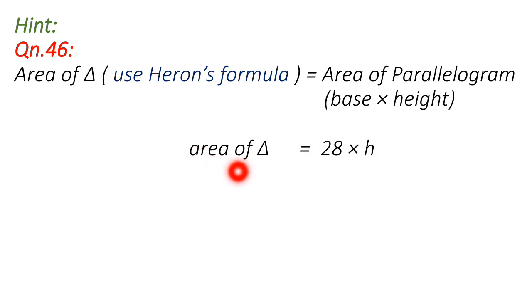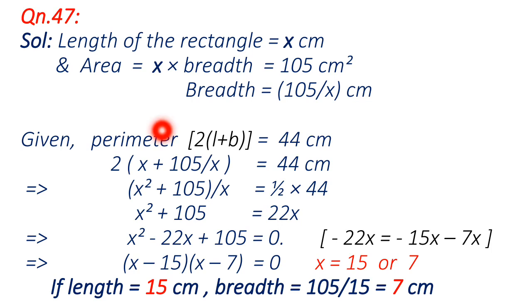So for the area of the triangle, first we will find the area of the triangle, and then equate it with the area of the parallelogram. Here we are considering h as the height of the parallelogram, so we can solve for the value of h. After putting those values, we will get this h. So solve this.